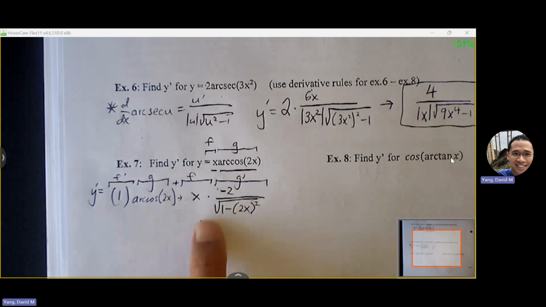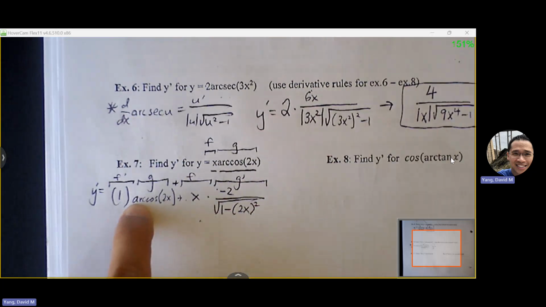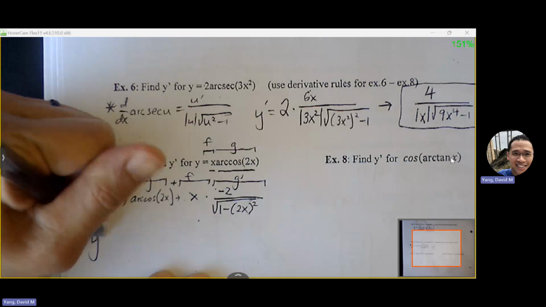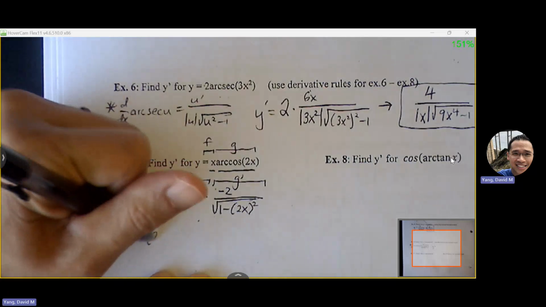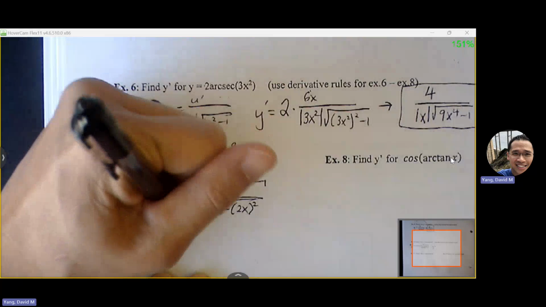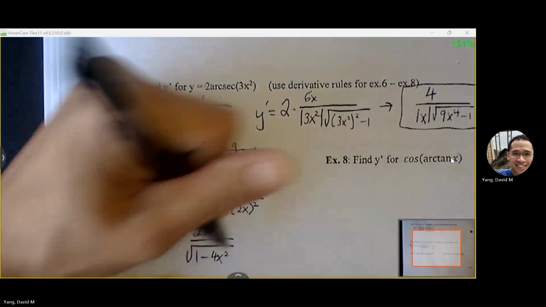Okay, do a little bit of cleanup here. I'm going to merge this to one fraction, but I can just keep that separate here. Y prime equals arc cosine of 2x minus 2x over square root of 1 minus 4x squared.